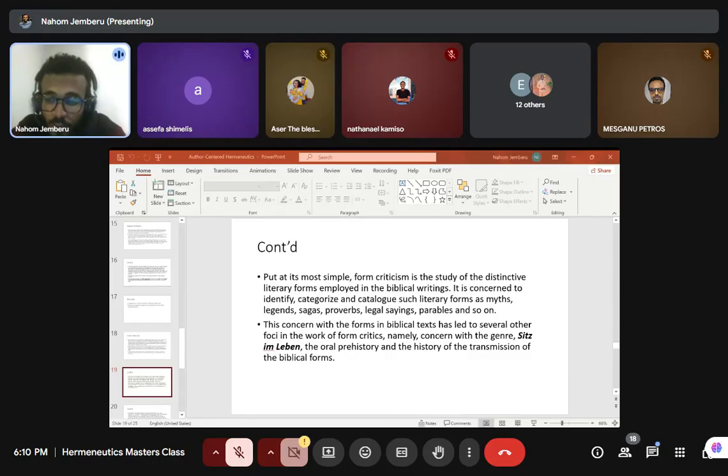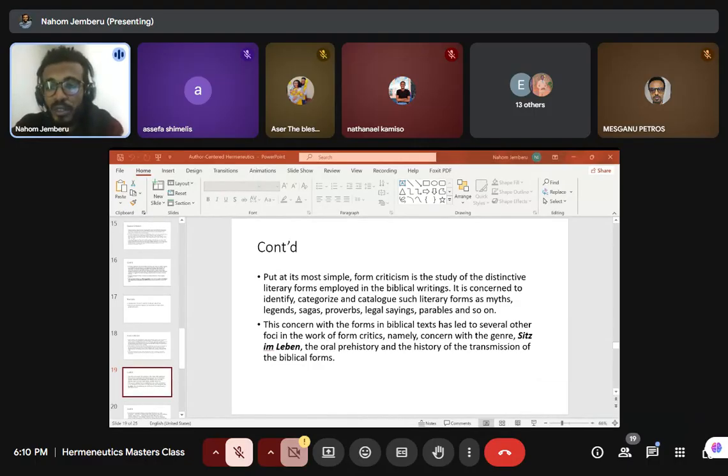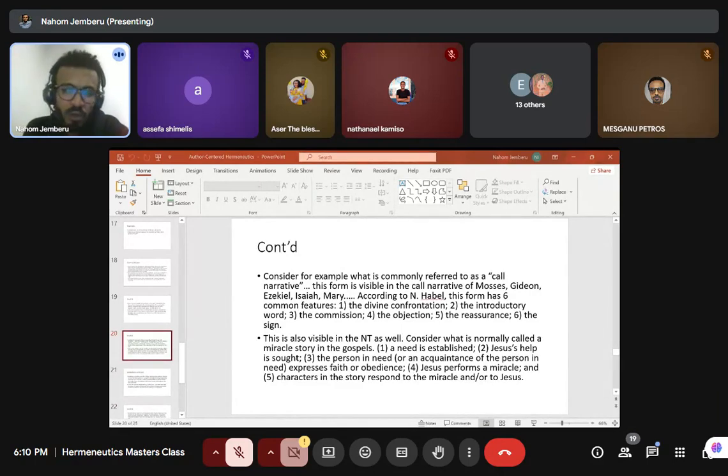It tries to identify the form a certain pericope, a certain reading, follows, a certain literary output follows, and it tries to identify the context that might have given rise to that form. For example, think of what is commonly called a call narrative. A call narrative form is evident both in the Old Testament and the New Testament. You can distinguish this whenever you read the call narrative of Moses, Gideon, Ezekiel, Isaiah, and even Mary in the New Testament.